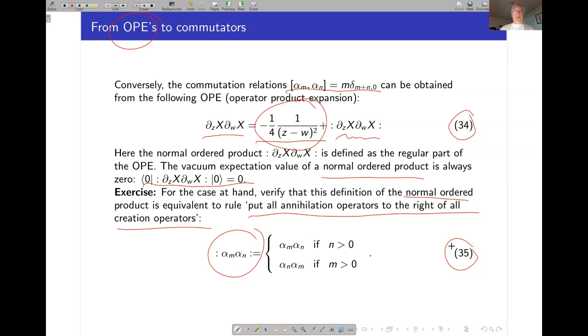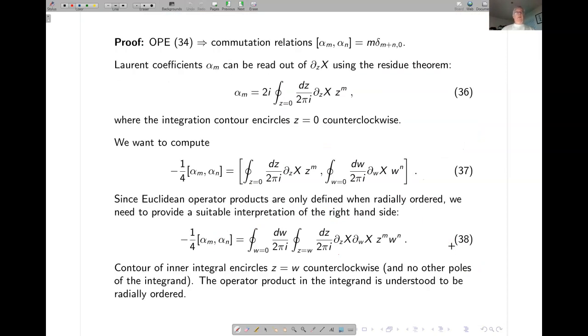We want to take the OPE 34 and derive the alpha-alpha commutator from it. So how would we go about this? First of all, if we have a given delta x, we can extract the alphas out of it by the residue theorem. So this is the formula for alpha m. It can be projected out by taking the functions that we are considering, dzx, multiplying by the appropriate power of z, and then performing a contour integral in the complex plane around the origin.